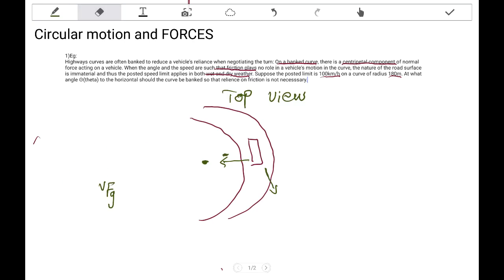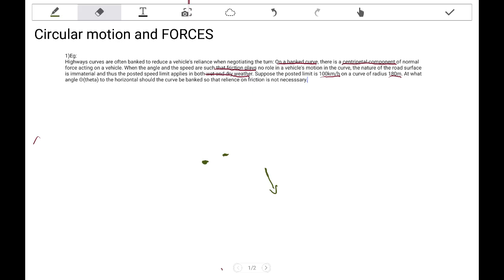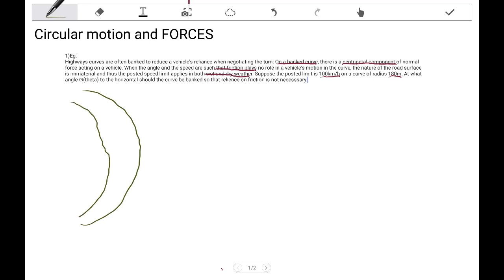So a banked curve is going to be like this. Remember that the curve is banked, it's not plane. So when you look at the top view, you still see the very same thing. The curve doesn't change. You still see this. Let me draw another one. You still see something like this. So when you see something like this, the car will be here. This is a top view.